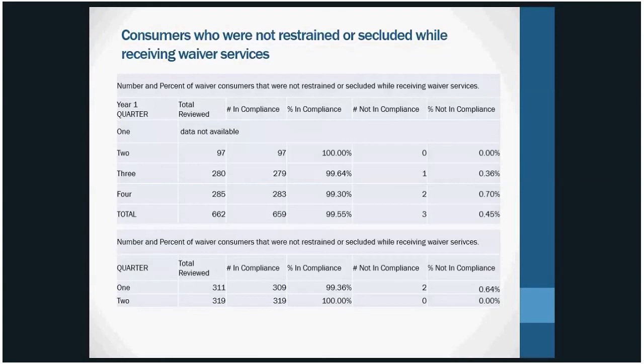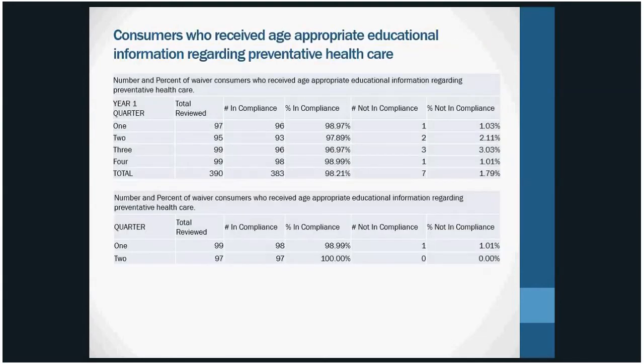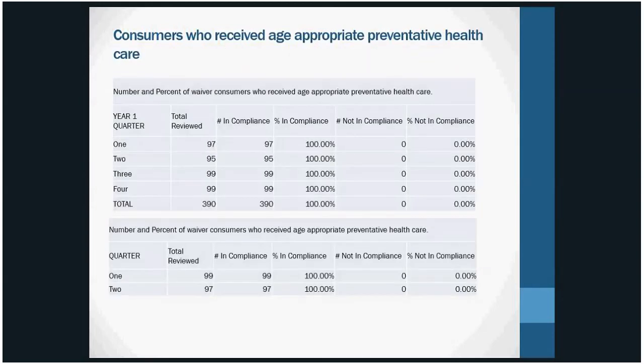For consumers who were not restrained or secluded while receiving waiver services, this last quarter we had 100% compliance with that. And for incidents of restraint or seclusion where appropriate follow-up occurred, of course, we had 100% compliance with the former performance measure, so there were actually none to review for this in quarter two. For consumers who received age-appropriate educational information regarding preventive health care, we had 100% compliance with this performance measure as well. For consumers who received age-appropriate preventive health care, we had, again, 100% compliance.